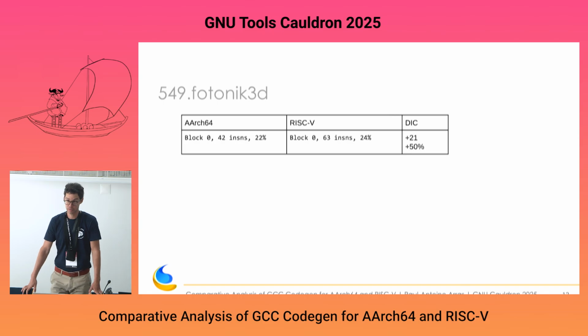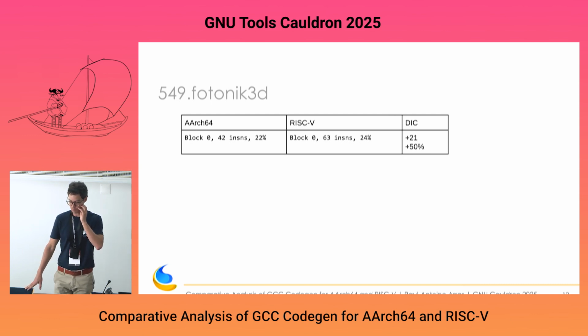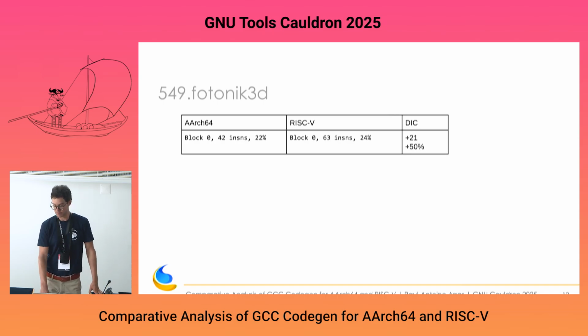So the second benchmark I can tell you about is photonic 3D. This one has much smaller basic blocks. This one is the top block for both AArch64 and RISC-V. So 42 instructions on one side, 63 on the other, so that's much more manageable, and still quite a high percentage, like 22 and 24%. But still, we've got like 50% more instructions on RISC-V, so that's definitely something to investigate.